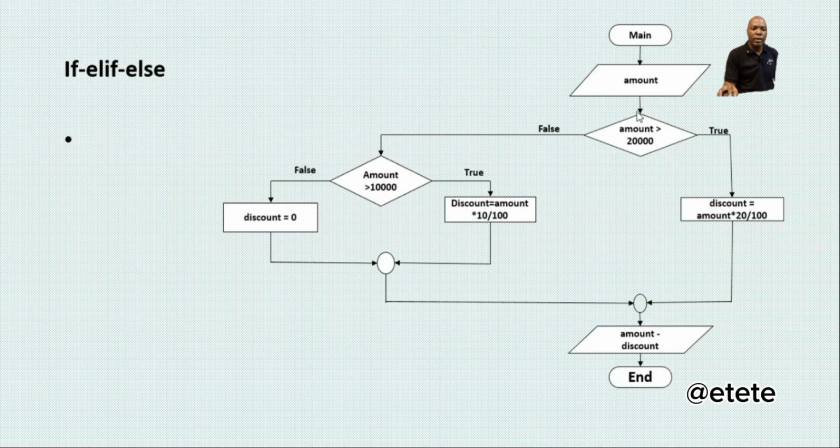But if the amount is not greater than 20,000, meaning it is false, you have to come here, and then another condition will be expressed. If that amount is greater than 10,000, then you give a discount of 10%, and then you print out the payable amount. But if the amount is not greater than 10,000, meaning 10,000 and below, there will be no discount given. So discount equals 0. And then you flow this way and come out and print amount minus discount, which will be that amount. There is no discount.